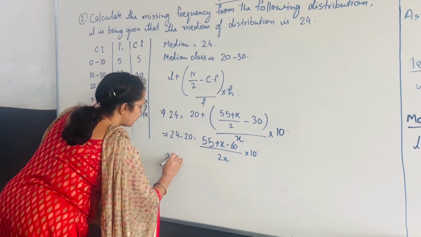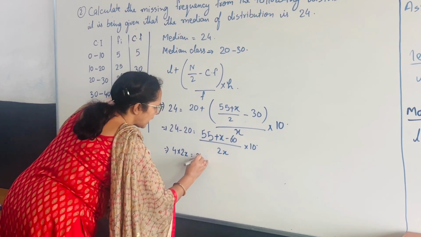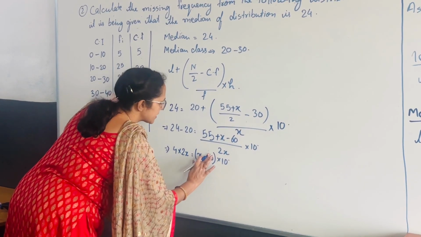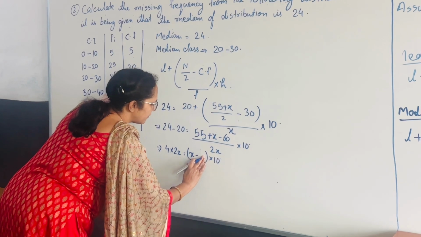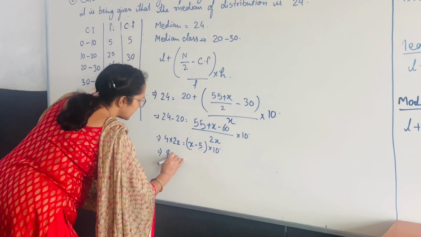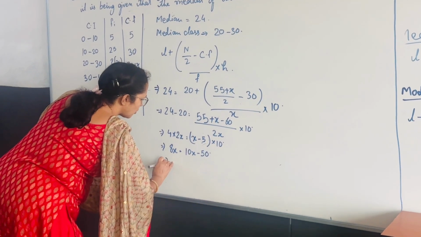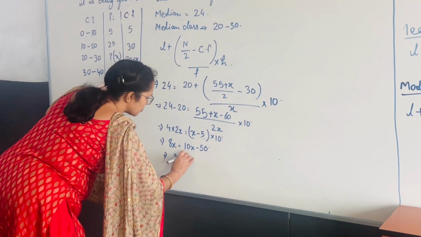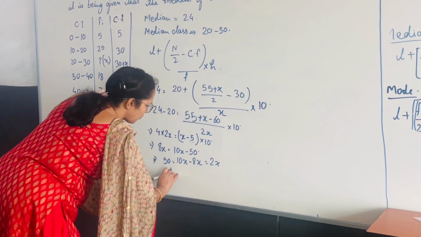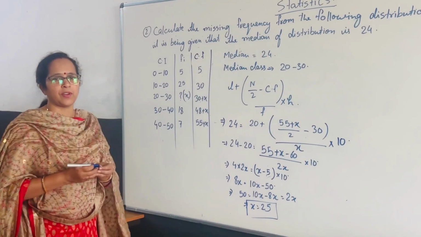So what we are getting? 4X. By cross multiplication it comes here. Now we have X minus 60 multiplied by 10. Sorry, X minus 5. So what we are getting? 8X is equal to 10X minus 50. So 50 is equal to 10X minus 8X, which is 2X. Therefore, X is equal to 25. So our missing frequency is 25.